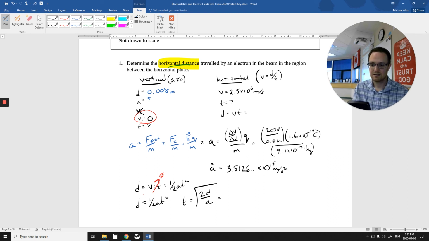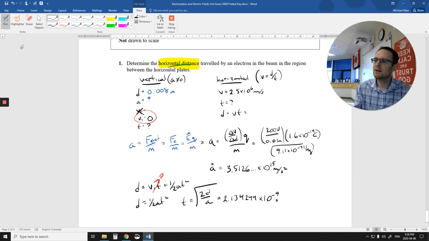0.008 divided by my acceleration, which I did not store in my calculator. So I'm just going to retype it out. Take the square root. Okay, so a really small amount of time, but that's fine. It's traveling pretty fast, so this small amount of time might be enough to make some significant push through here.